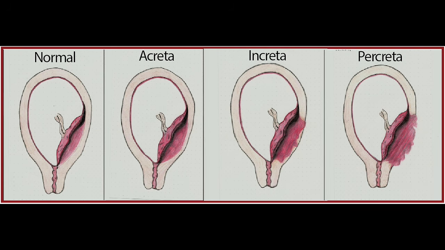Once you have placenta previa, you're also at increased risk for something called placenta increta, placenta accreta, placenta percreta. Placenta increta is the shallowest form, where your placenta basically attaches to the beginning of the myometrium. Placenta accreta goes into the myometrium, and then placenta percreta goes all the way through the uterus, and sometimes it might even start invading the bladder, and then this can cause hematuria.